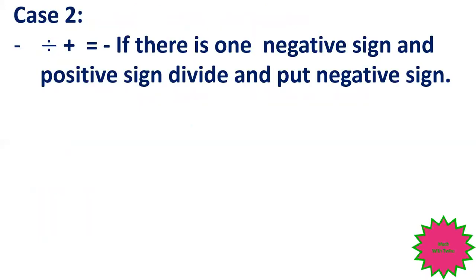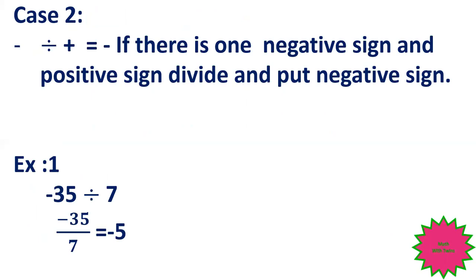Case 2. It says that the division of one negative number and one positive number is also a negative quotient. That is, if we have to divide one negative number and one positive number, divide both of them and add a negative sign in front of your answer.